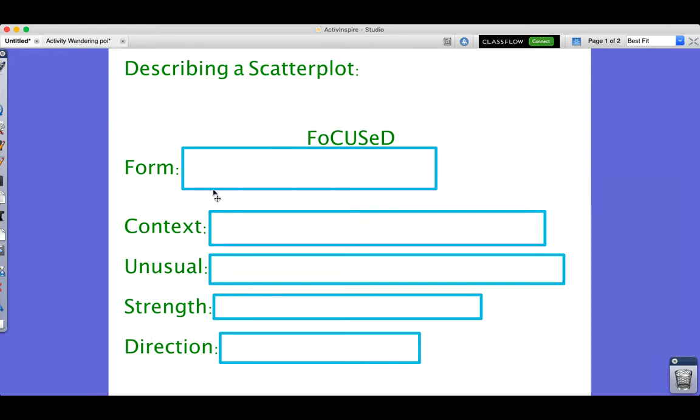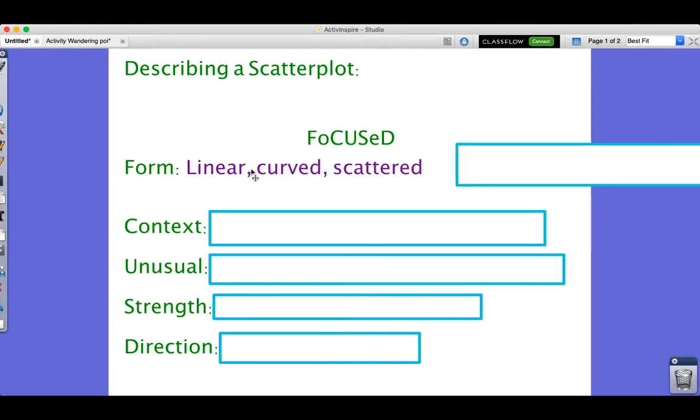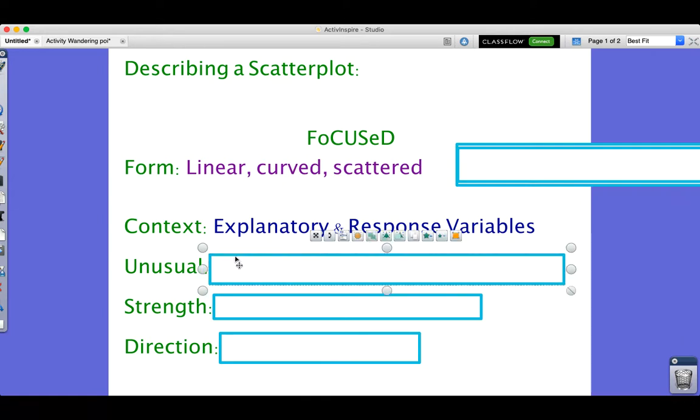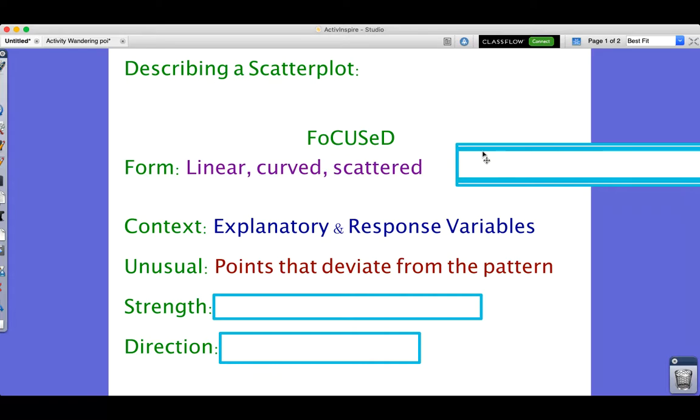So the form is linear or curved or just scattered all over the place. And we'll see a few that are of those different shapes. The context, you need to make sure that you're mentioning both your explanatory and your response variables. And unusual points are points that deviate from whatever pattern you seem to be showing on your picture. So if you have all your points all nicely lined up and then there's some point that's not lined up, you mention that as an unusual point.